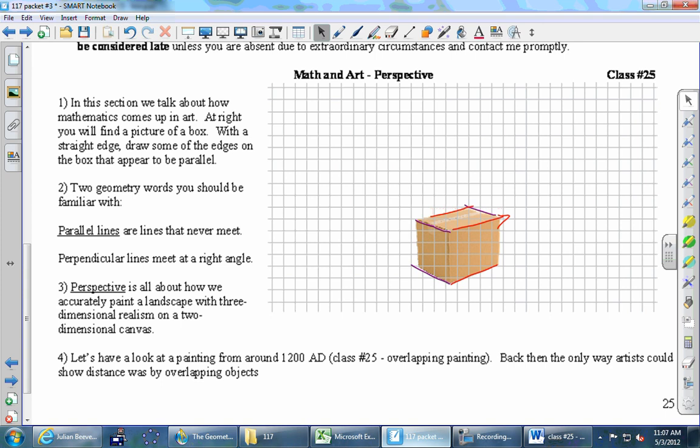And this is a weakness, right? You're trying to draw a 3D object, but you only have 2 dimensions that you're drawing on. A piece of paper is a 2-dimensional thing. So let's talk about how we can get that sense of realism.